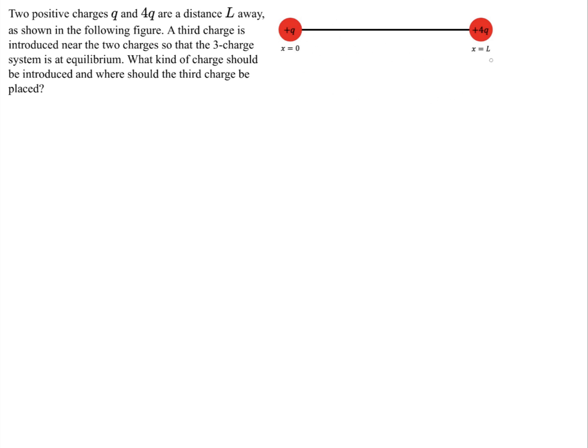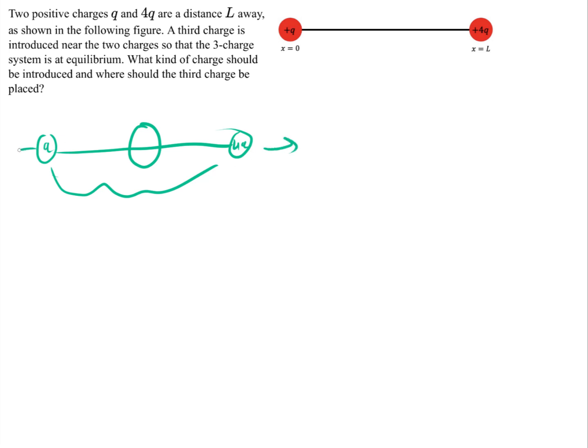This diagram shows where they are. If I redraw this here, this is Q, this is 4Q. We need to place some sort of charge in the middle to balance them out. If you remember, two positive charges are going to repel each other. So you need a charge that will balance that repulsion and force them to come back to each other, be more attracted to each other.